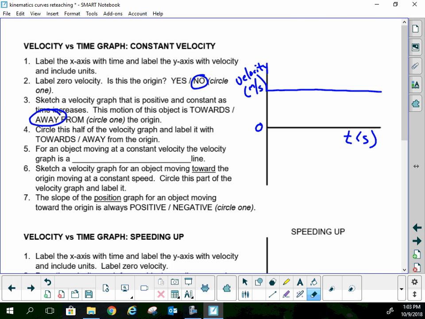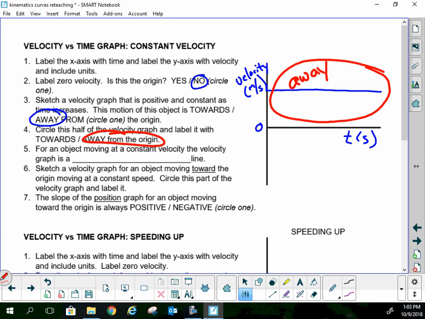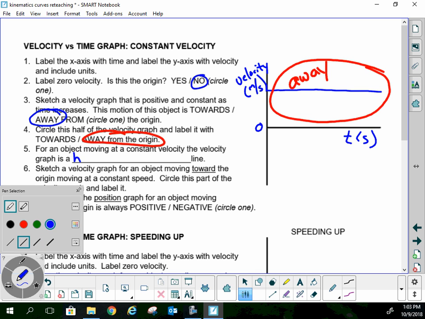All right, we're going to get rid of that. And then it says circle the top half of the velocity graph and label it with the correct label. So this right here, anything on the top half of the velocity graph means the velocity is positive. And that means that that object is moving away from the origin. For an object at a constant velocity, the velocity graph is a horizontal line. That means that the velocity doesn't change over time.